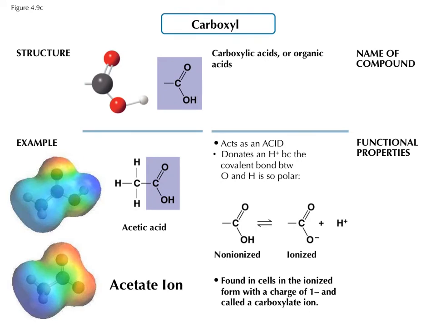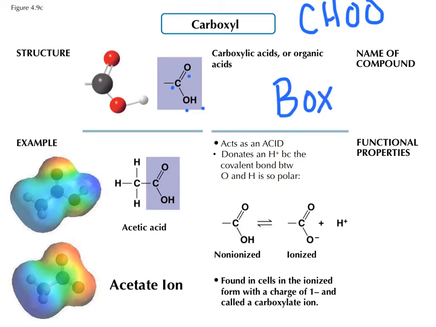Carboxyl groups look like a hydroxyl and a carbonyl, but it doesn't count as either of them. When you put everything together, you get a very different characteristic than you did before. So we can actually think of this as the choo-choo group. And I remember that just because a boxcar is part of a train. So the carboxyl group is the choo-choo group, the train group.